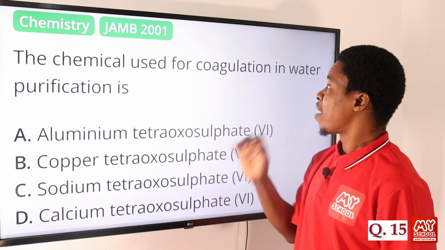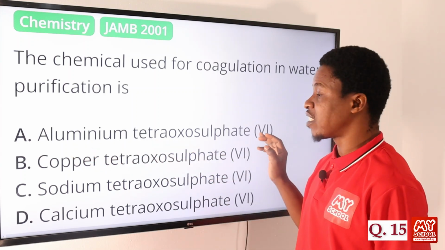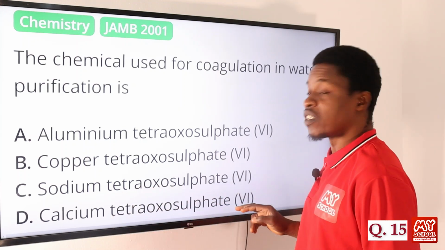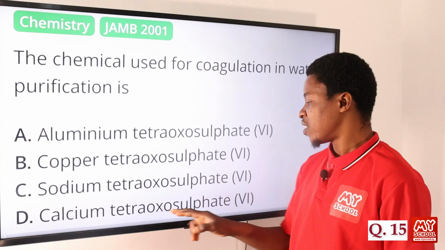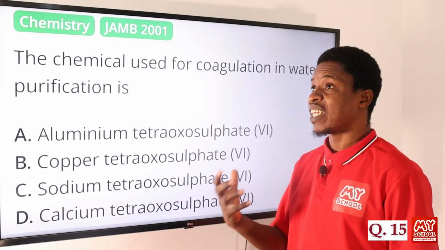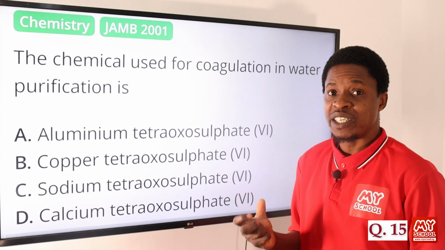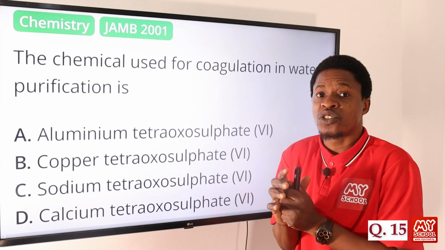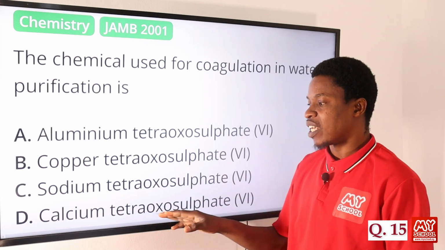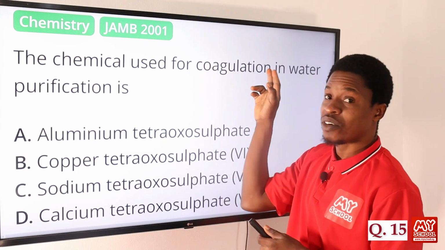The chemical used for coagulation in water purification is: aluminium tetrasulfate 6, copper tetrasulfate 6, sodium tetrasulfate 6, calcium tetrasulfate 6. I'll pick it from here. Calcium tetrasulfate 6 is actually used in what we call tofu. Tofu is a kind of food, okay? They use it in compressing it from soy milk, soya beans milk, okay? That's why you have that. So it is used there, not in the coagulation in water treatment.